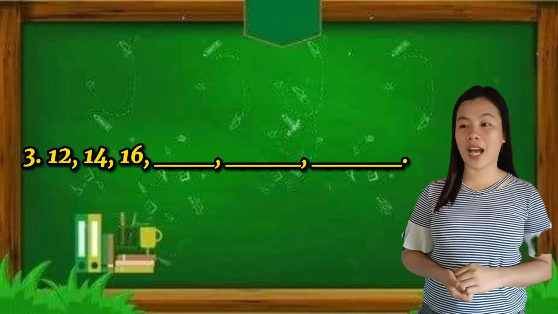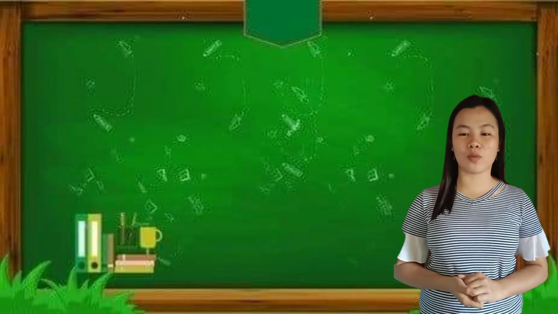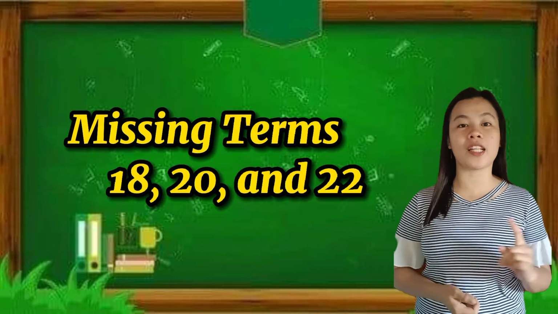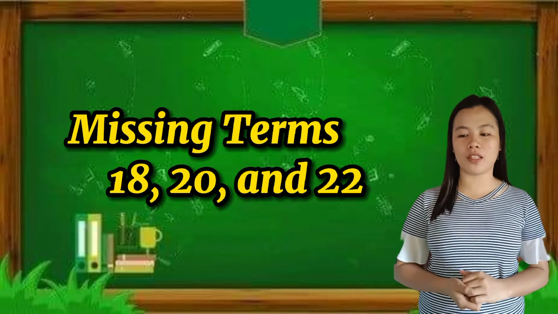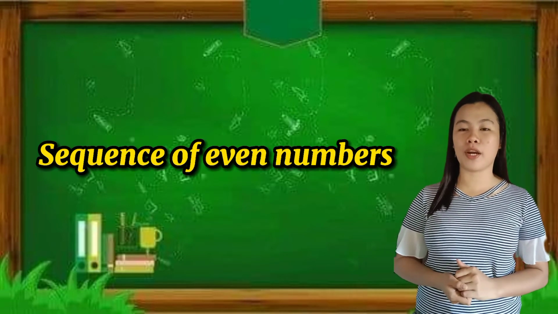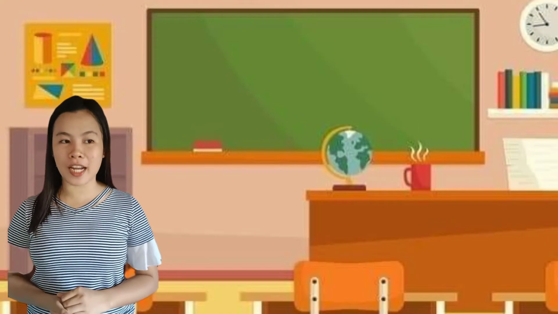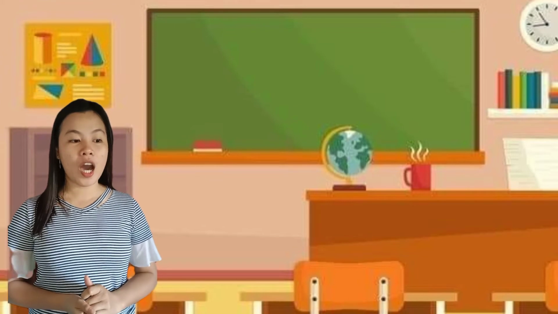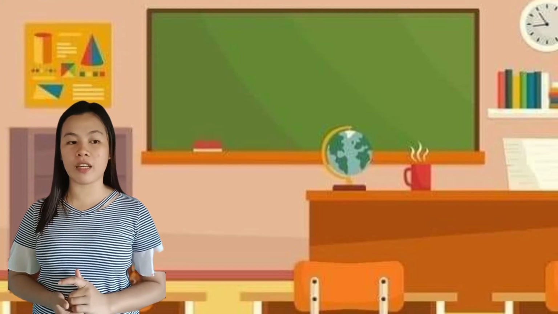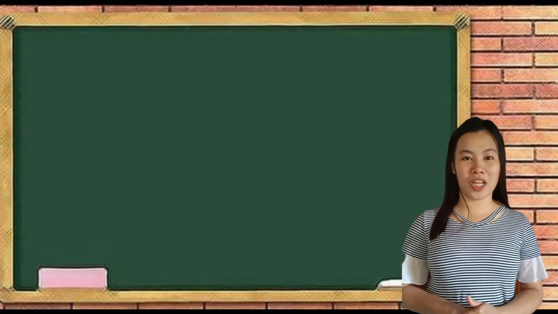In number 3, class, what are your answers? Yes, you are all right. What are the missing terms? Alright, the missing terms are 18, 20, and 22. This is a sequence of even numbers. So James, if you really understand our lesson for today, how will you determine the missing term or number in a given situation? Yes, you have a point, James.